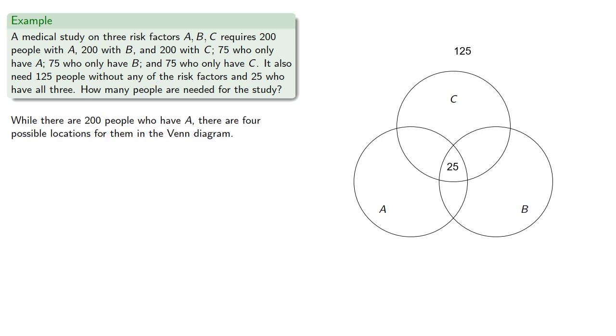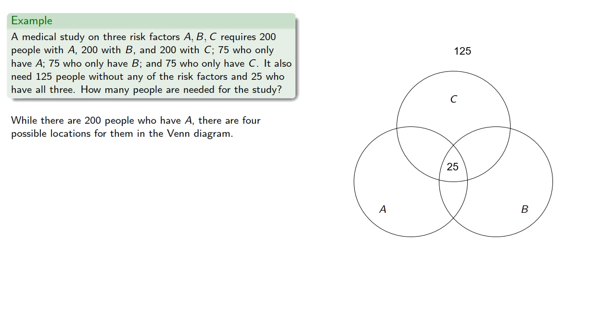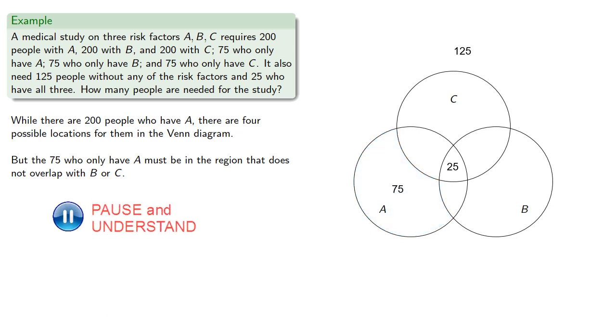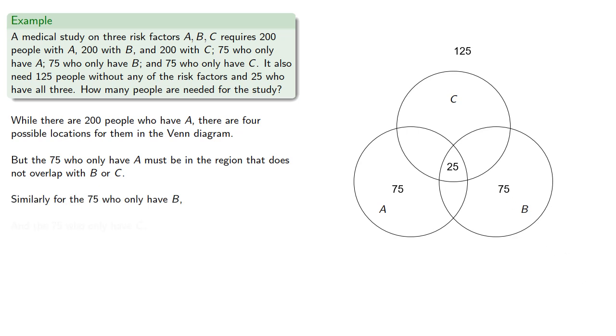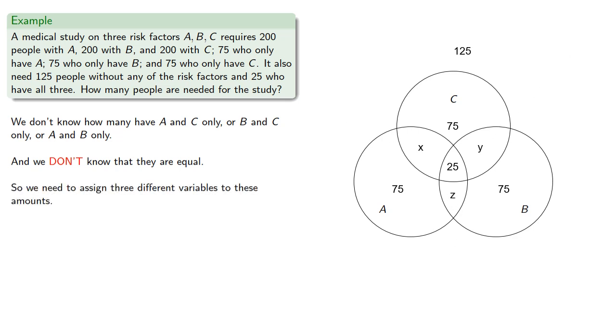While there are 200 people who have A, there's 4 possible locations for them in the Venn diagram. But the 75 who only have A must be in the region that does not overlap with B or C. Similarly, for the 75 who only have B and the 75 who only have C. Now, we don't know how many have A and C only, or B and C only, or A and B only, and importantly, we don't know that they're equal. So we need to assign 3 different variables to these amounts.